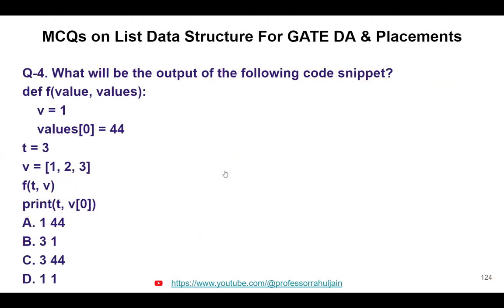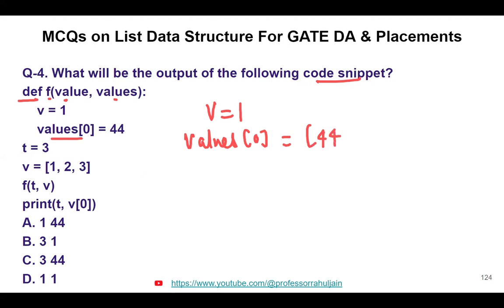Next, question number 4 is, what will be the output of the following code snippet? Again, Python code is given. So we have a function f with parameters v and values. Initially, we have v whose value is 1, and values is a list. At the 0th position, we are storing 44, meaning the first position has 44.